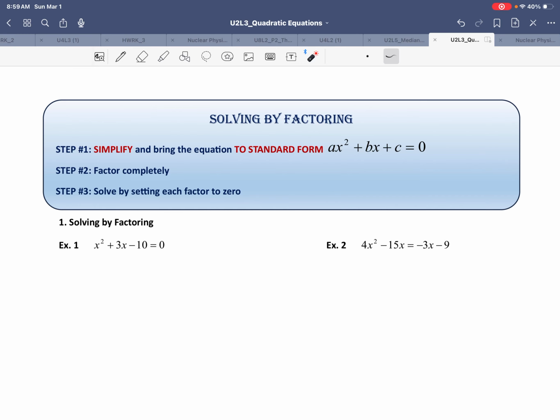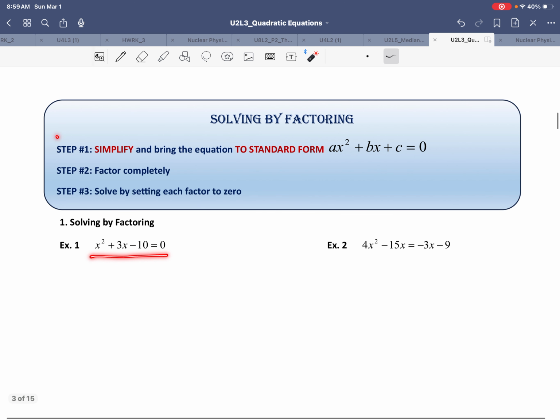Hi everyone, let's work together on solving some quadratic equations. We will start with the factoring technique. Here is our first example. I wrote out the steps for your reference, but we're going to go ahead and explain them as we solve this equation. We have x squared plus 3x minus 10 equals 0.